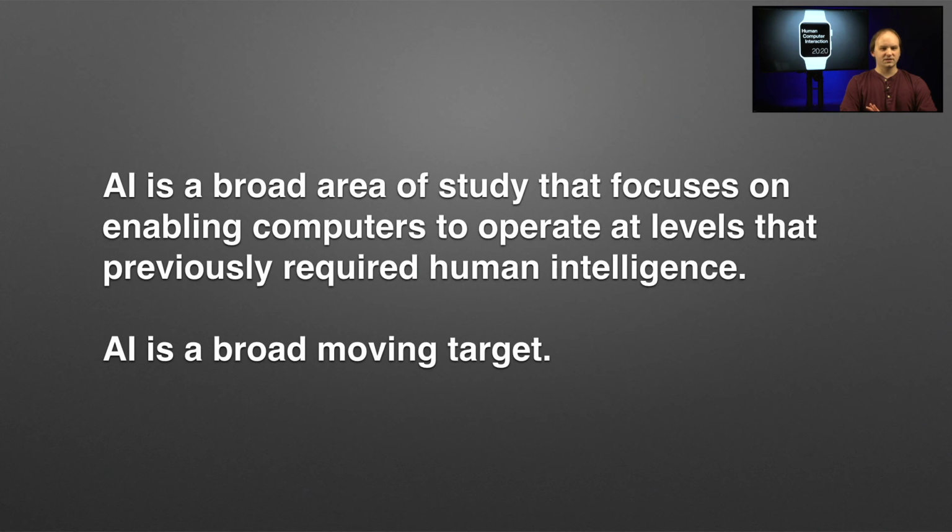But I'm going to just give you a definition that I've settled on for AI. And we can all come up with ways of describing AI. There's no hard set definition. But it's definitely a broad area of study that focuses on enabling computers or machines to operate at levels that previously required human intelligence. And I think what's important to remember is that it is a broad moving target. Things that we considered AI previously, we may not think of so much as AI now that they are regularly used.